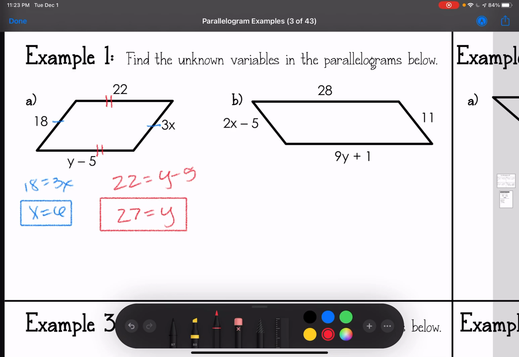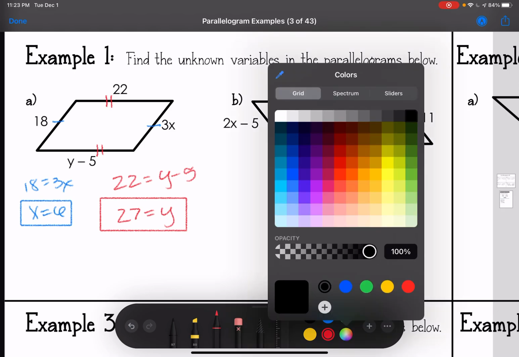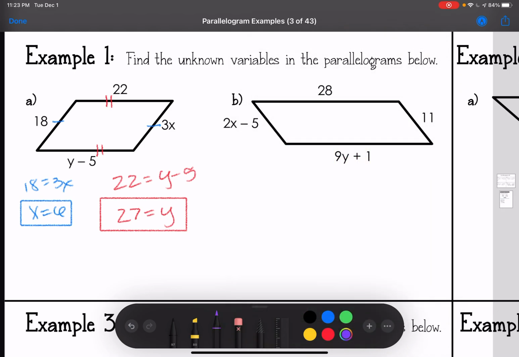All right, so this next one is a little bit harder. You're going to have to do a little bit more work. We've got 28 and 9y plus 1. And we've also got 11 and 2x minus 5. So we've got 2x minus 5 is equal to 11. So add the 5 and you get 2x is equal to 16, which means x is going to equal 8.